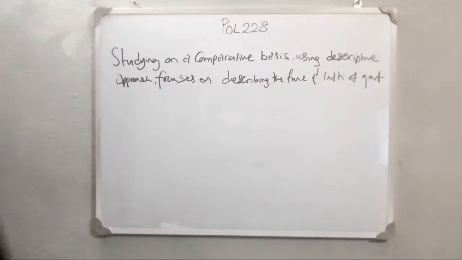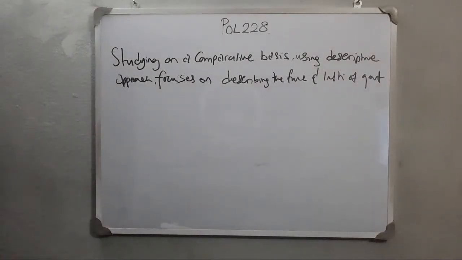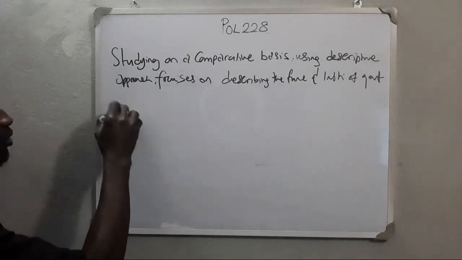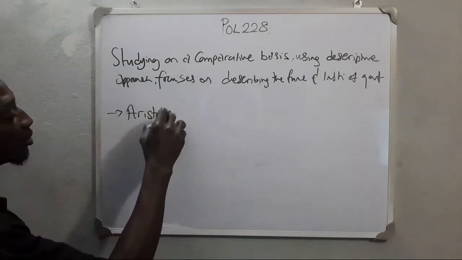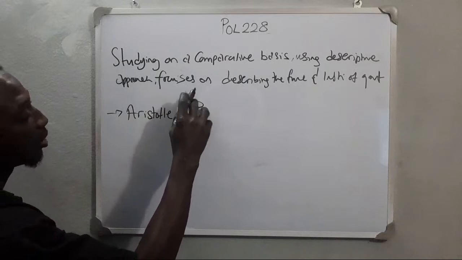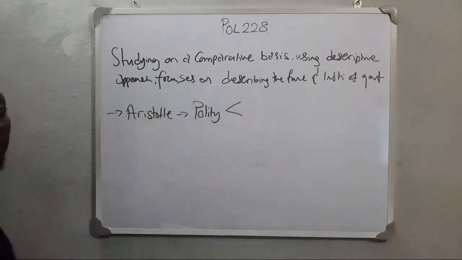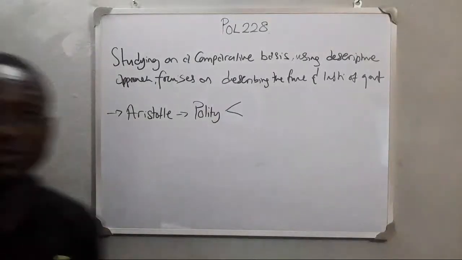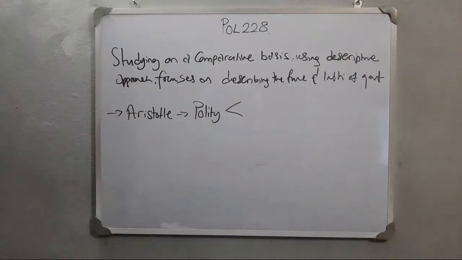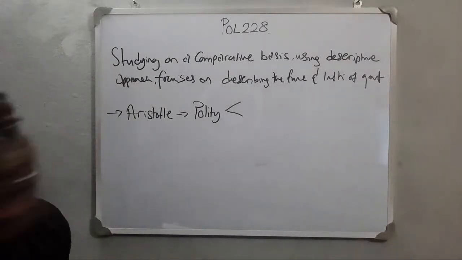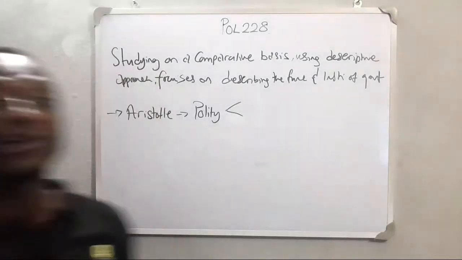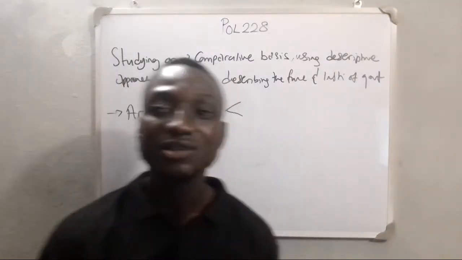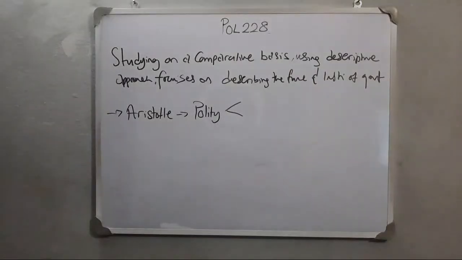Now let's proceed. Aristotle, in his work The Politics, compared different constitutions. Let's not forget, we're talking about comparative politics or comparative government, as the case may be. Just like we said earlier, it is all about using the constitutions, making comparison, drawing analysis from the constitutions of different countries, or drawing instances from events and happenings of different countries in a particular research work.